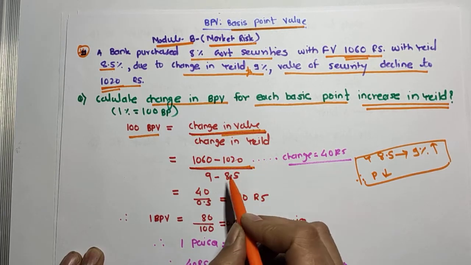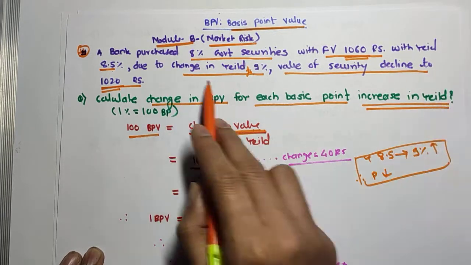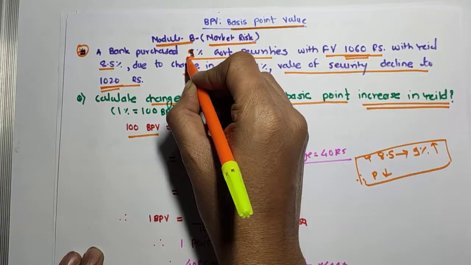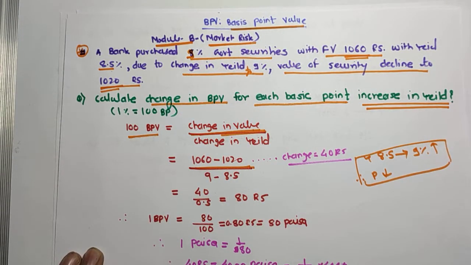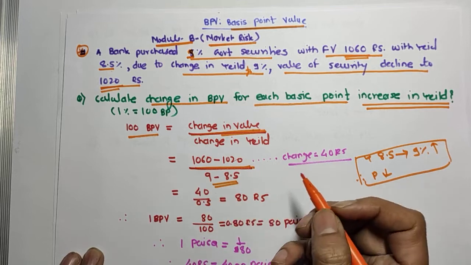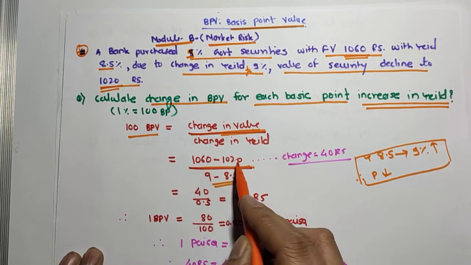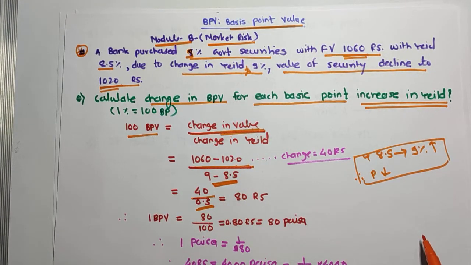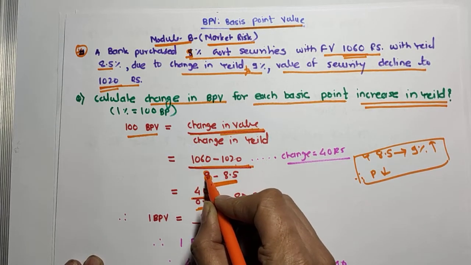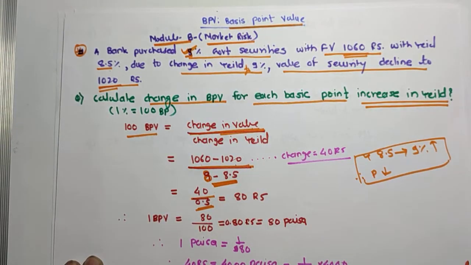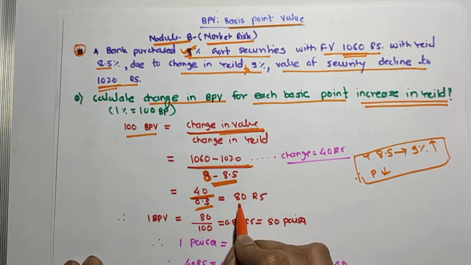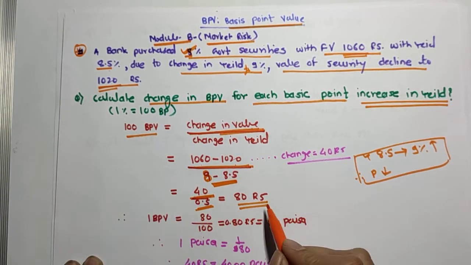What is the change in yield? It is 0.5%. It is changing from 8.5% to 9%, so it will be 9 minus 8.5, which is 0.5%. And the price change, 1060 minus 1020, will be 40, and change in yield will be 0.5%. So for 100 basis points there will be a change of 80 rupees.